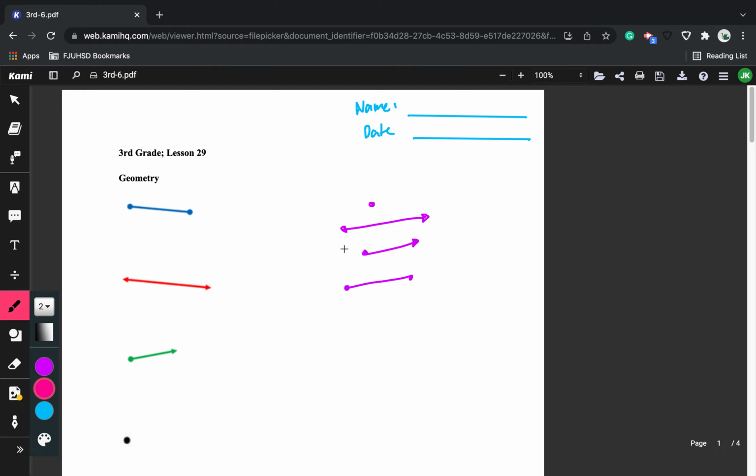I'll be doing the examples with the pink star, and with the help of the pink star, I hope you can do the rest. Remember to write the name and the date in the top right hand corner, and let's begin.